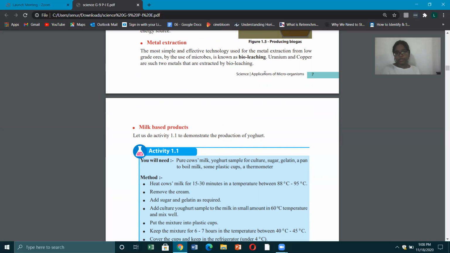Ores, children, are a kind of rock. Sometimes these rocks have different metals, metals such as uranium, copper, and metals like that. In low grade ores, the percentage of those metals is less. It's a small percentage.